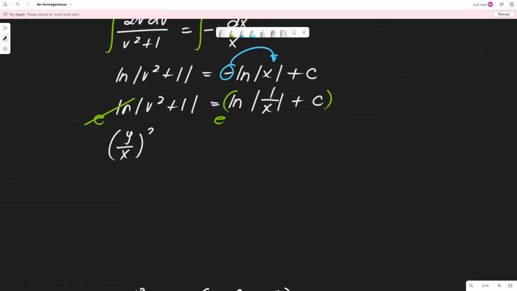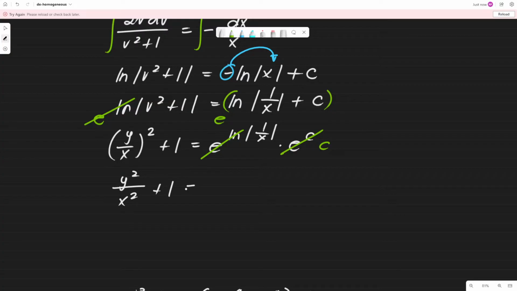Sinubstitute back ko na. Y over x squared plus 1 is equal to e raised to ln ng 1 over x times e raised to c. So cancel na yung e raised to ln, then etong e raised to c will just become c. So we will have y squared over x squared plus 1 is equal to 1 over x times c or c over x, no? Tapos let's multiply both sides with what? With x squared. So we will arrive with y squared plus x squared is equal to x squared over x, which is just simply x, or cx, no, basically.